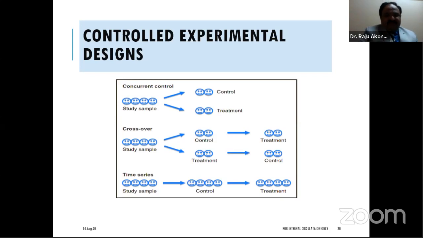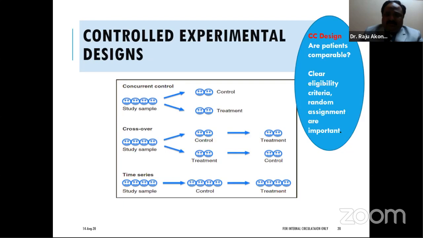There is a time series design also. Here also there is a control group, and the entire population will act as a control group, will be tested as a control group. Then the same group after the washout period will become the treatment group, right? This is called time series design. Now, as I told you, each one of them has its own advantages and disadvantages, right?